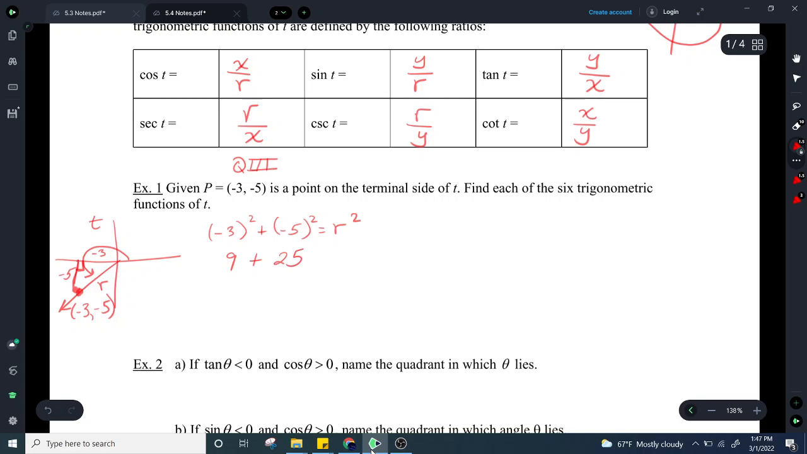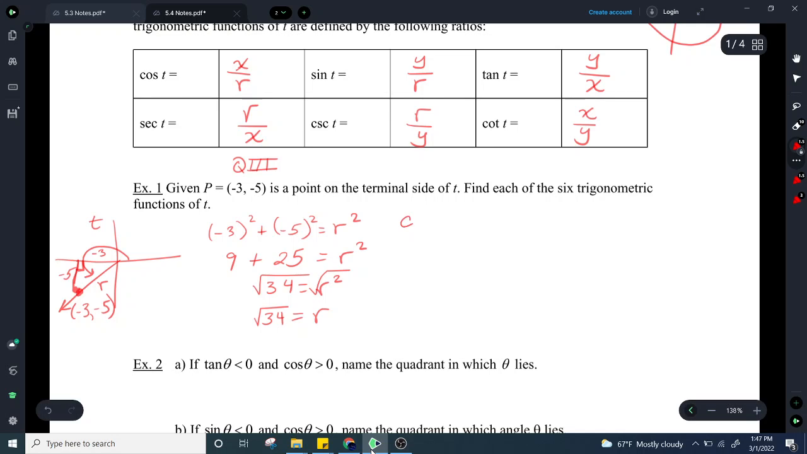-5 squared, of course, would be 25. Gives us r squared. 25 and 9 is 34. R is always going to be positive. R is a distance, technically, so r is always positive. So this is just going to be the square root of 34. Okay, not a pretty number, but that's okay. We can handle that. So let's go through our 6 trig functions.